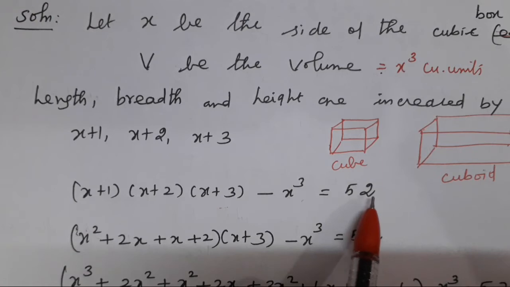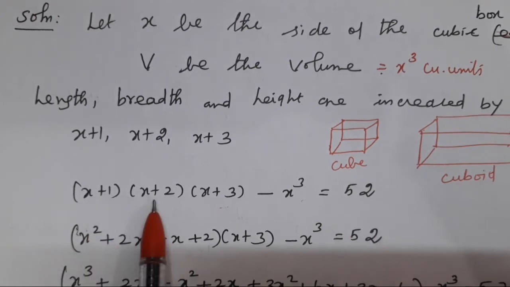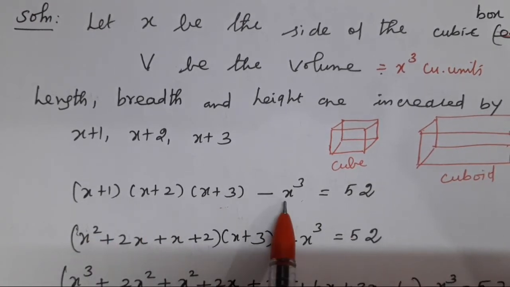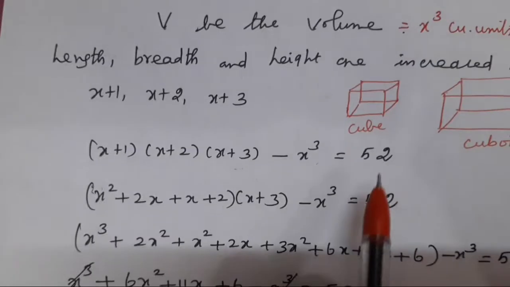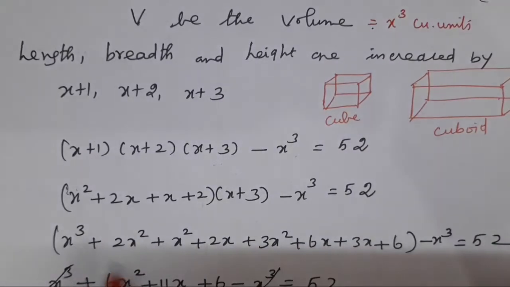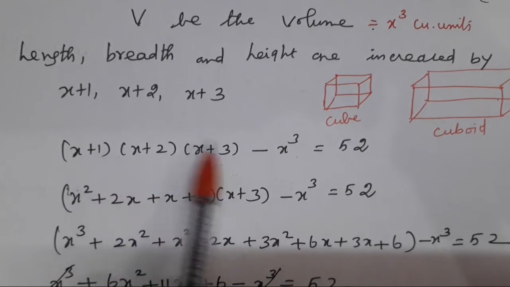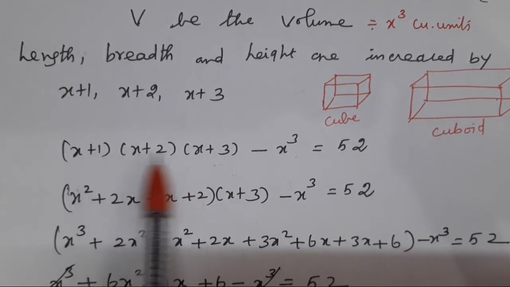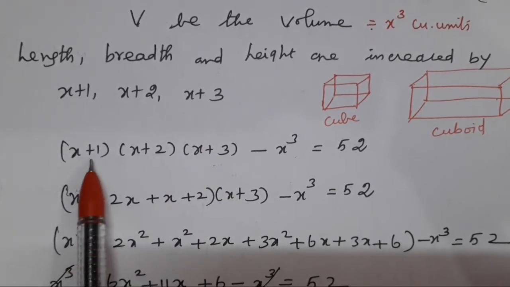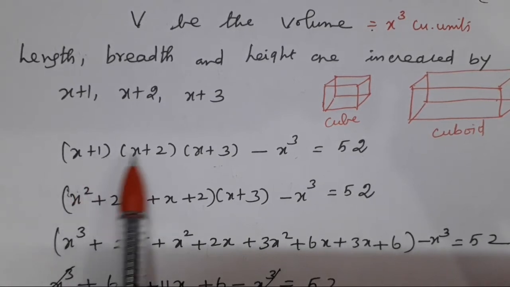Increased is what? 52 cubic units. So (x plus 1) into (x plus 2) into (x plus 3) minus x cube equal to 52. If we multiply, we get a cubic equation, because x multiplied three times, x into x into x, gives a cubic equation. So first, multiply the first two brackets, (x plus 1) into (x plus 2).